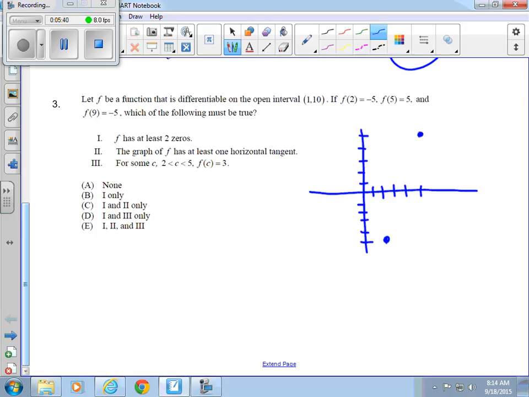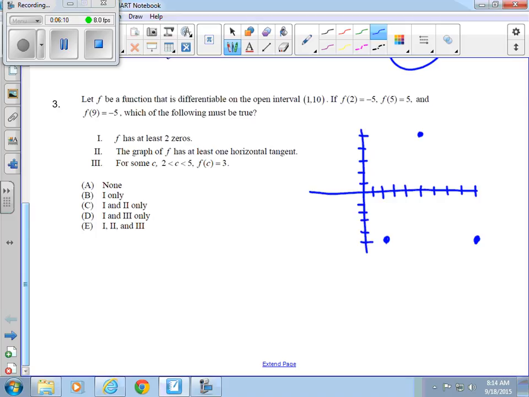And f of 9 is negative 5. F has at least 2 zeros. I would agree. How do you know that though? If the function is differentiable, what does that also mean that it is? It's continuous. And so it has to cross the x-axis twice. So I agree, 1 is true. It has to have at least 2 zeros.